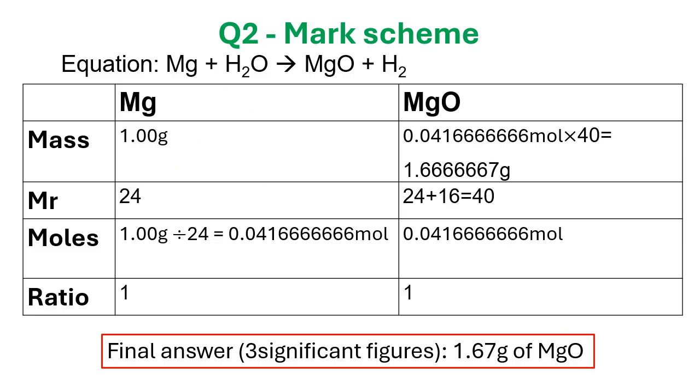Here is the mark scheme for question 2. In terms of where your marks are coming from, you'll get 1 mark for your correct working out of the moles and 1 mark for the correct moles. Remember, you do not round until the end. You get 1 mark for your final correct calculation of the mass with your working, your final answer, and the 3 significant figures at the end will get you your final mark on that 5-mark question.